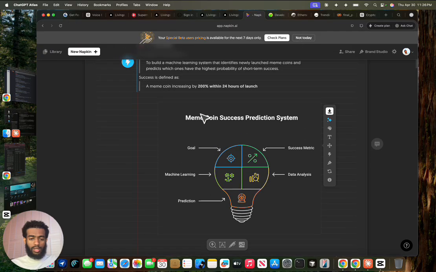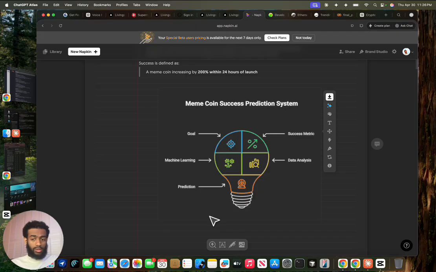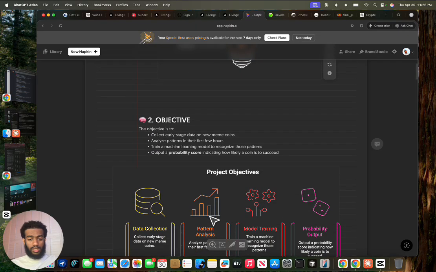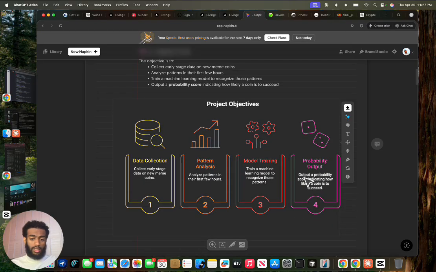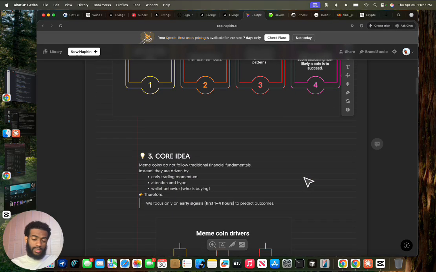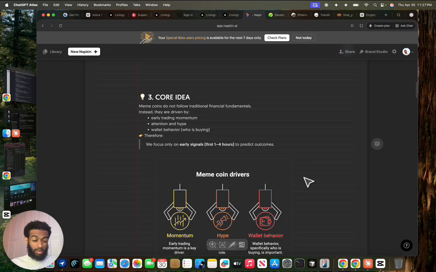So the goal, as we already said, is a prediction model that predicts which coins are going to be successful. The objective is to collect data, and I'll explain how I'm going to do that, analyze the patterns, train the model, and then it's all about probability. There's still a chance that this might not work, but it should give you a higher probability. Instead of going in completely blind, at least you have better odds.